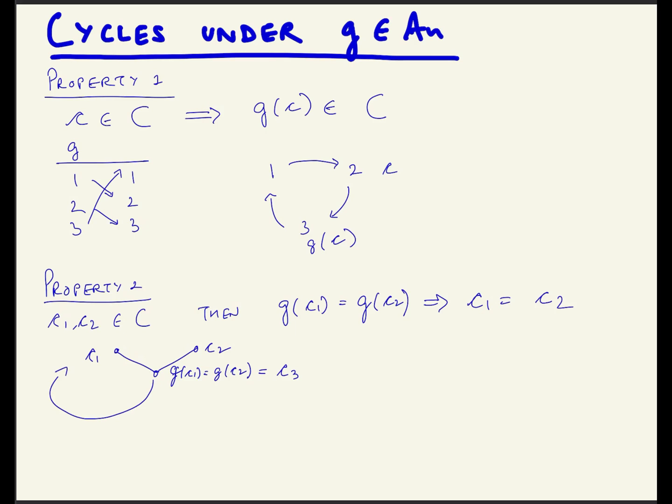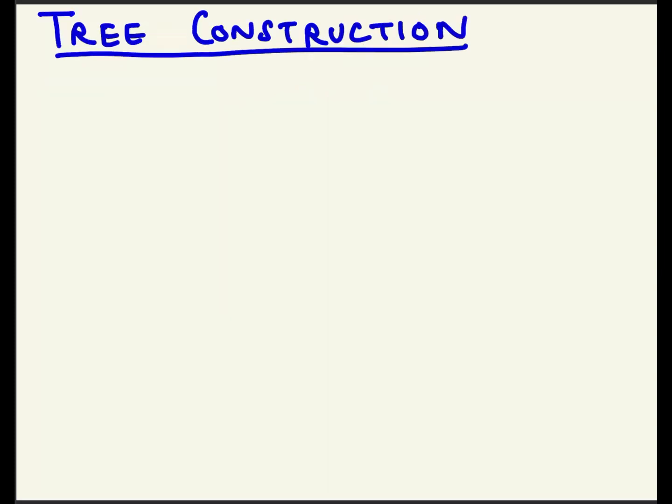So repetitive applications of G to C3 can only bring it back to C3 if C1 equals C2, because otherwise we'll have two paths. Finally, we can start constructing our doubly rooted tree corresponding to an element G in AN.